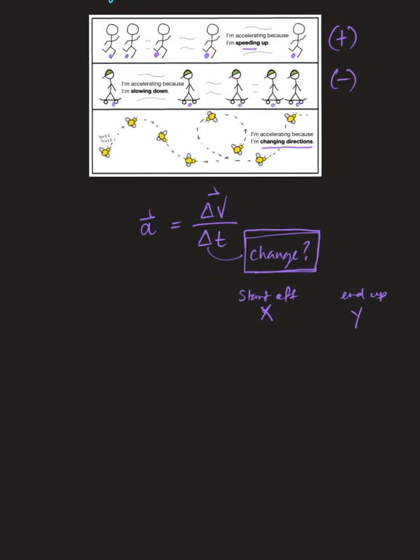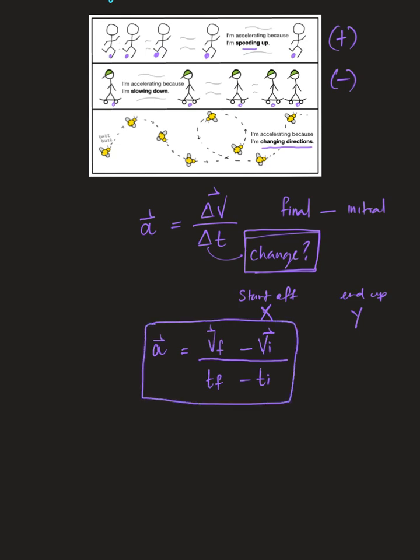So when I look at acceleration, it is equal to the change. Remember what I said is change. It's always going to be the final minus the initial. So for acceleration, I'm going to say V, velocity, the final velocity minus the initial velocity, all over the final time minus the initial time. So this is what your equation is going to look like in an expanded way.